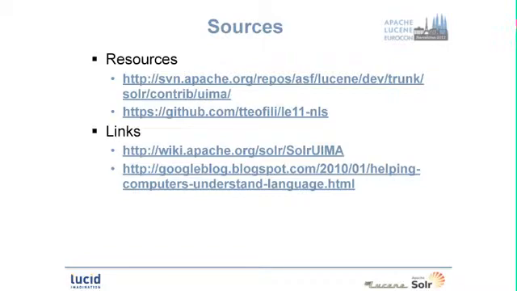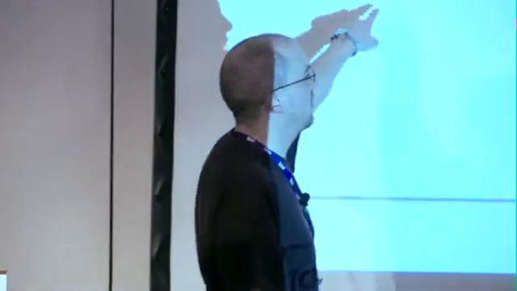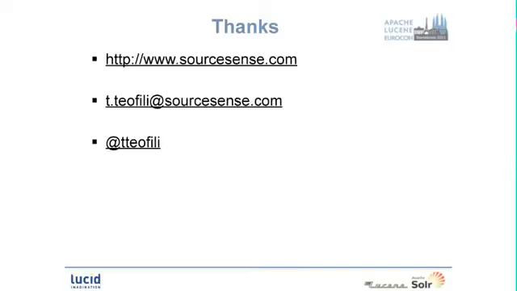So from a technical point of view, Solr UIMA is committed to trunk. There is some rough code of the tools for this demo on GitHub, but not the final version, so don't download it today, since I'll commit it in a short time. And here is an interesting link about what I was saying before about Google using natural language processing, and the wiki page for Solr UIMA at Solr. And that's it for me.